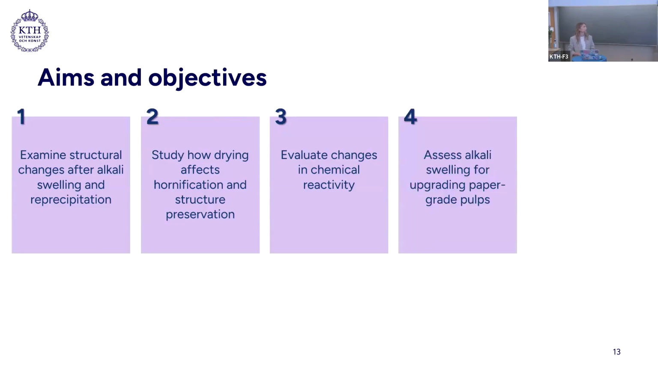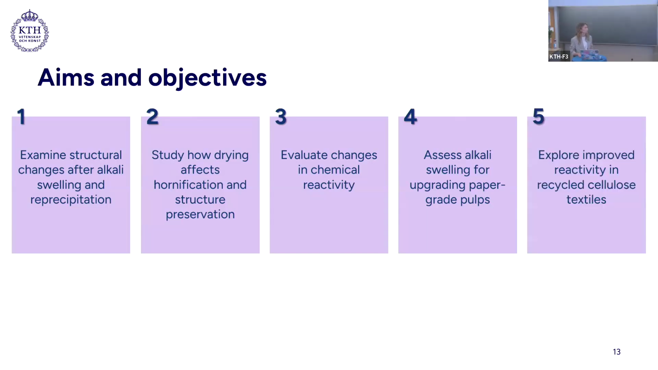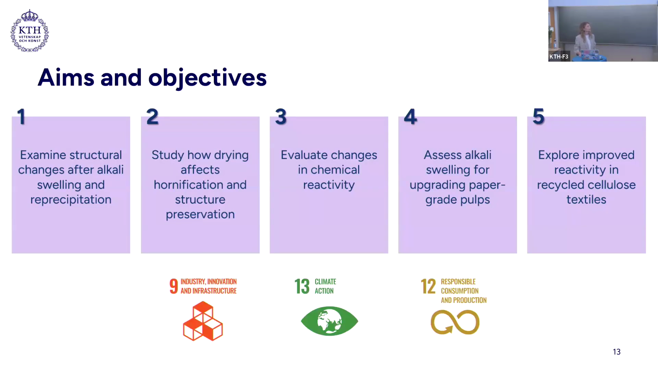And then we also looked at, can we use this alkaline method to upgrade paper-grade pulp to a more valuable pulp source? And for my last project, I wanted to explore waste sources. So we wanted to see if we can use recycled textile with my method and see if we can increase the reactivity. And of course, we have to align our project with the UN sustainability goals. And this project targets goals number 9, 13, and 12.